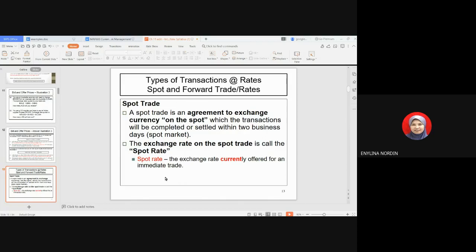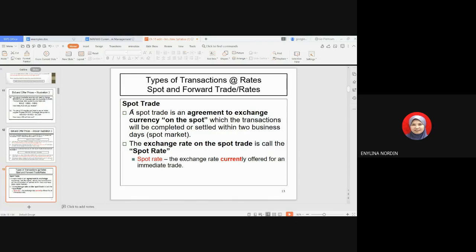The spot rate is the exchange rate that is currently offered for an immediate transaction. So the spot rate is the current exchange rate. Let's say today's rate. Okay, so that is what we call spot rate. This spot rate is available on the spot market of the currency. And the spot rate is normally used in the spot trade.